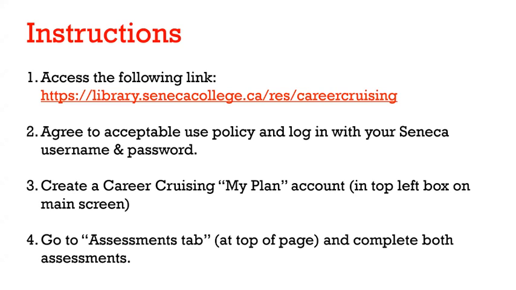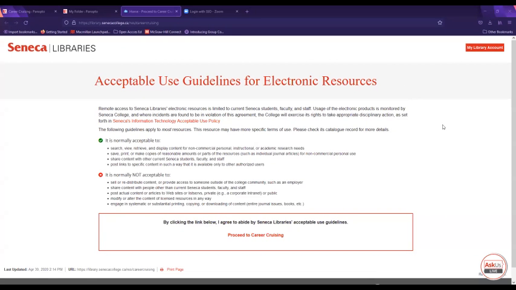These are the things that you need to do in order to get your career assessment. Let's start with number 1. Access the following link through Seneca College. You'll find yourself at this page. Agree to the usage policies and click on this link to proceed to Career Cruising.